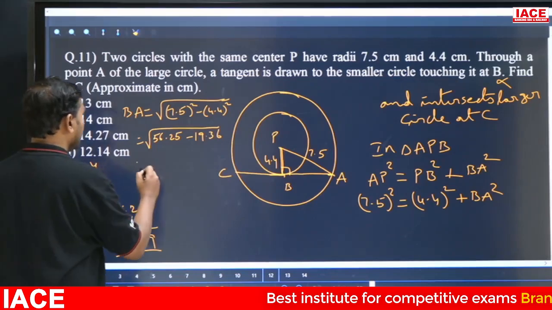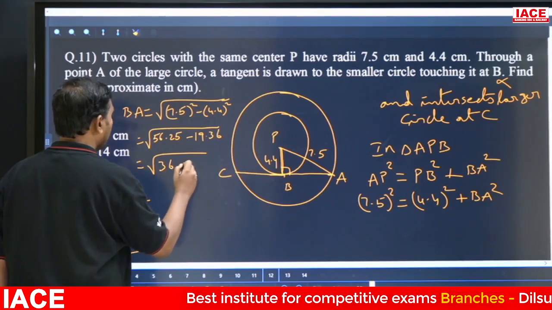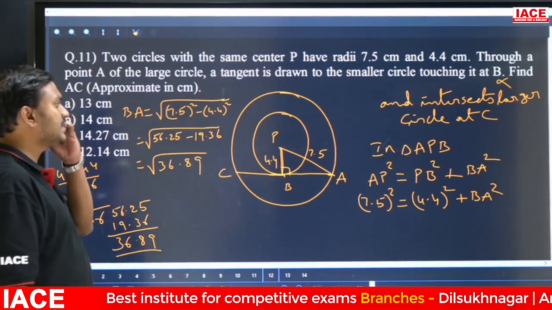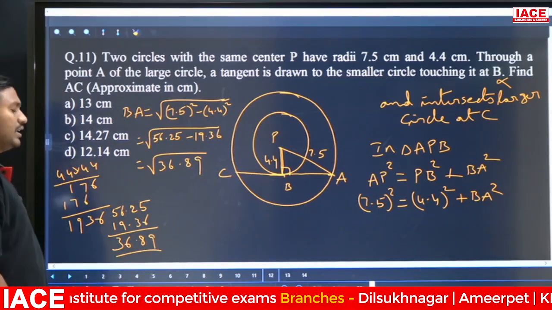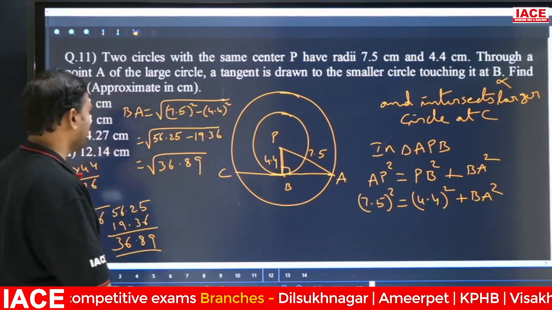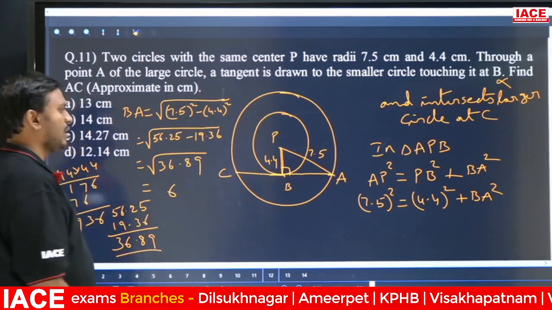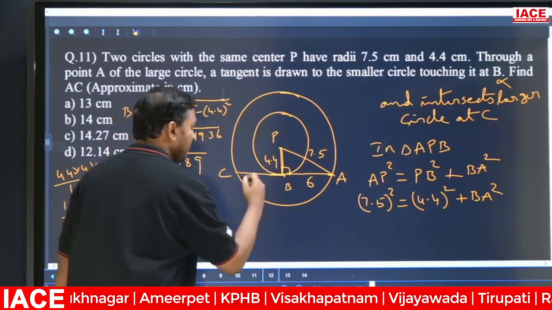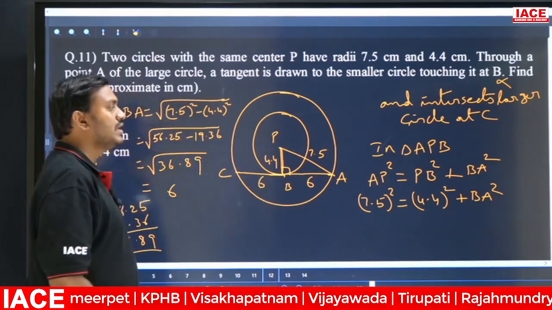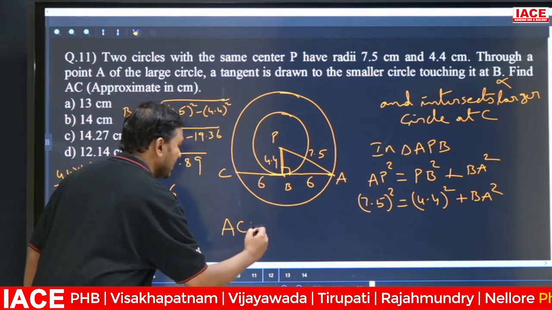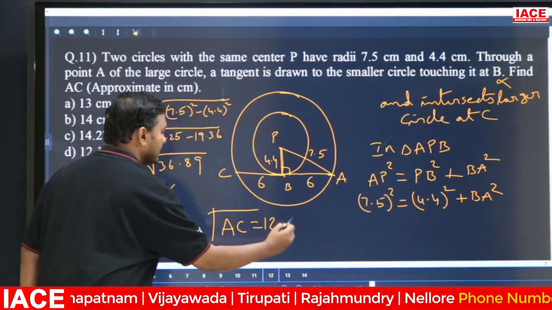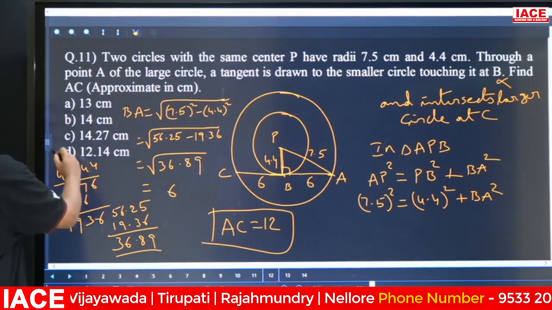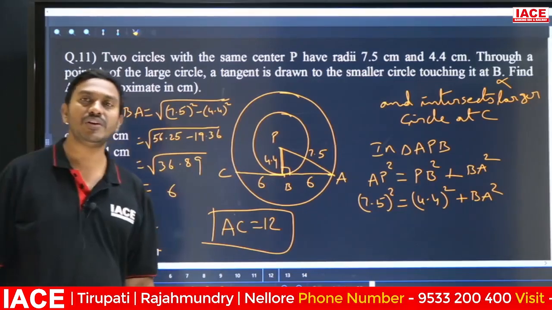So what we got? Square root of 36.89. So 36.89 we got, right? 36.89 means approximately it is how much? We can take it as 6. Approximately it is how much? 6. So what is AB? AB is 6. AB 6 means BC is also how much? 6. So approximately what is AC? Approximately AC is 12. Approximately AC is 12 means option D is the right answer. 12.14 is the right answer.